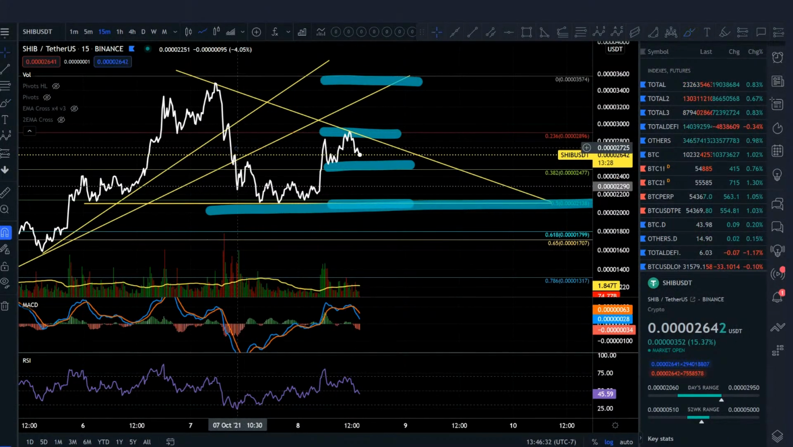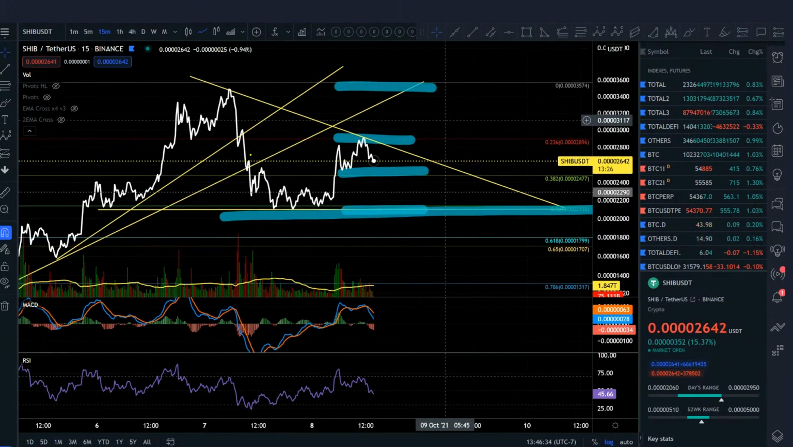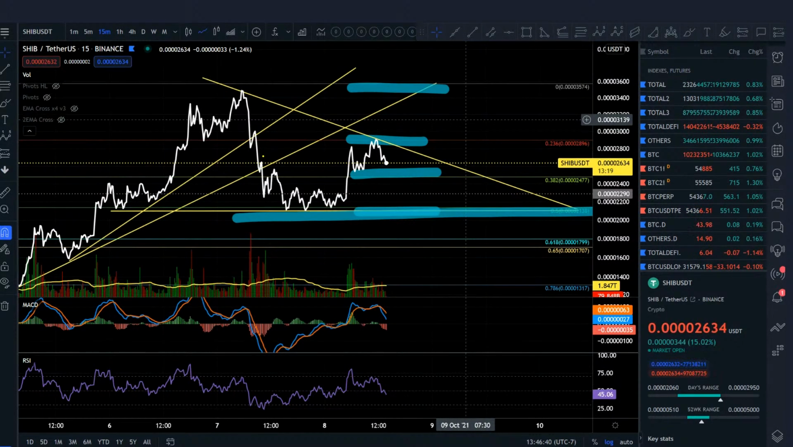So different strokes for different folks. It really depends on the asset too, because we're talking crypto here. That's why you don't hear me say dollar cost average. But if it's like Apple stock, I might do that.